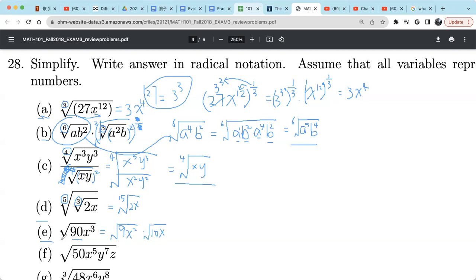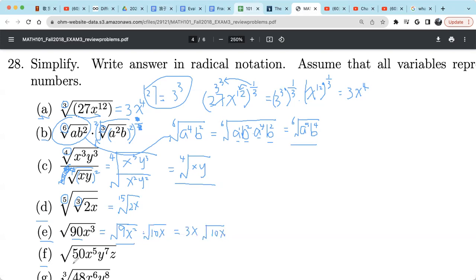Right? With the same radical, we can split into 2 radicals with multiplication. Now we see this is a perfect square, so this one becomes 3x. Right? Square root of 9x squared becomes 3x. Then we still have 10x under the square root. So this is our answer for E.